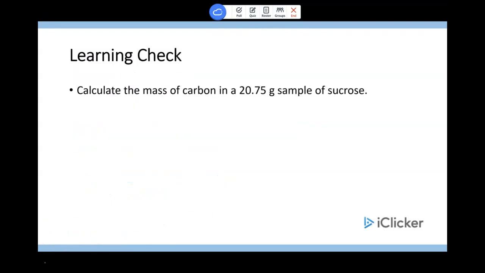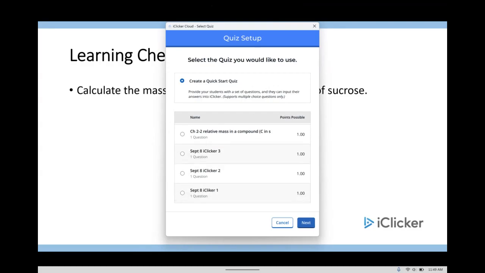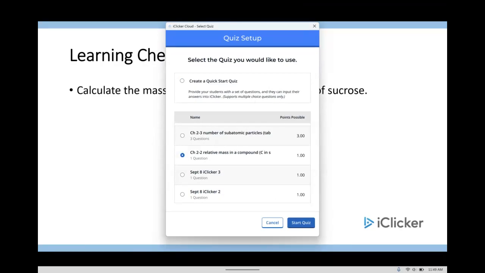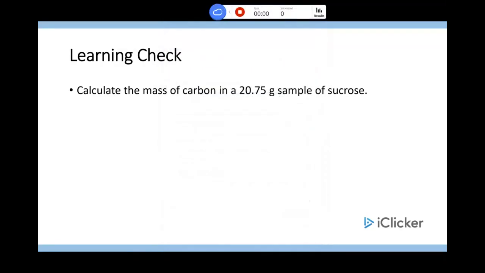Last question I want to do before the end of the day, which is an iClicker question that will be sent to your devices. We have a different sized sample of sucrose. What is the mass of carbon in that sample? You'll use the information we have on the last slide.